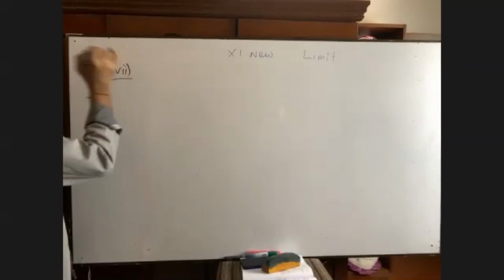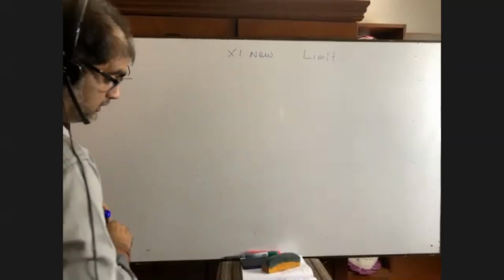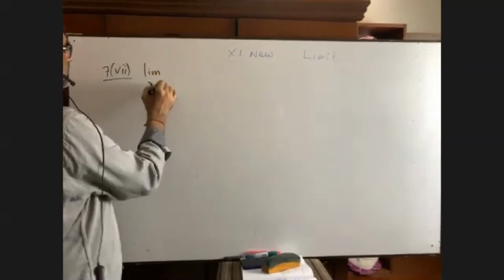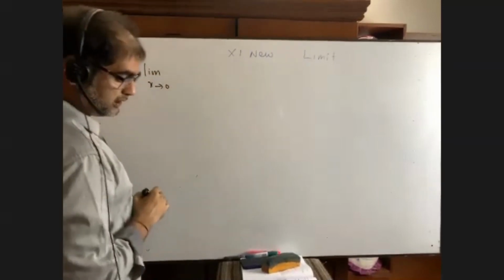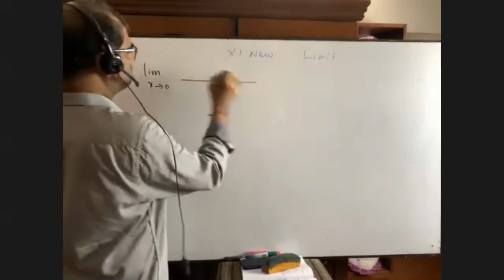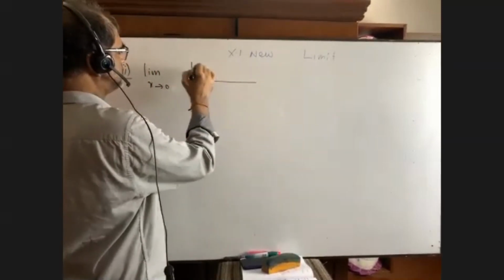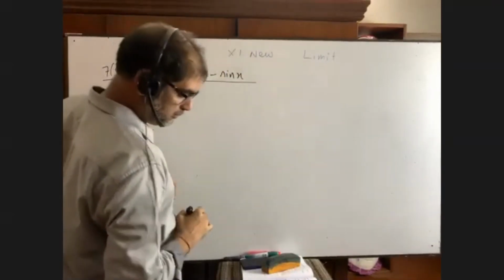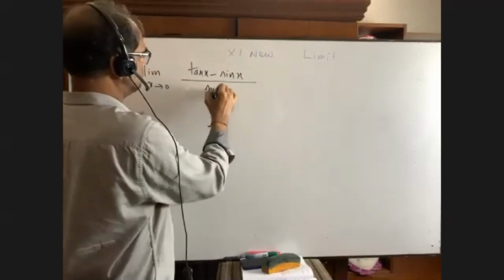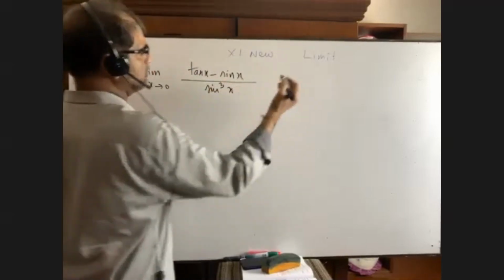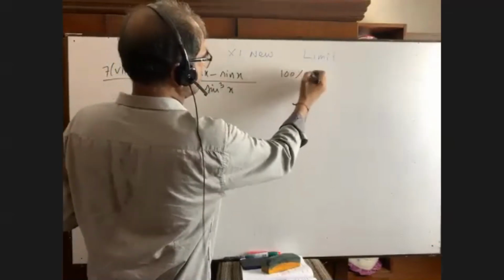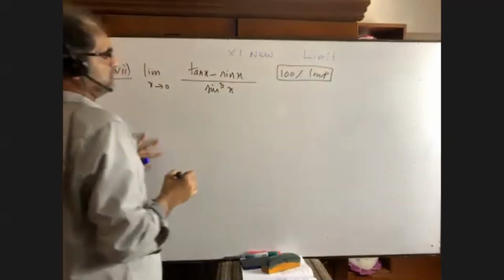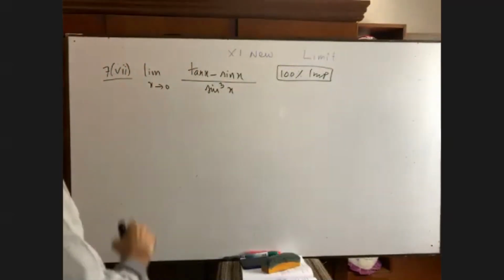7. Limit x tends to 0, (tan x minus sin x) by sin cube x. Write down. 100% is important, not 99.99%, it is 100%.